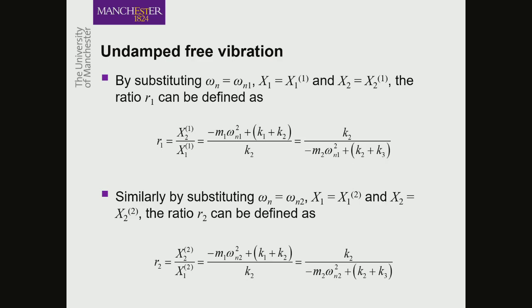I will try to repeat one more time. For the R1 ratio, for example, your system is vibrating under omega n1, and R1 tells you the relative displacement between M1 and M2. We are probably going to watch some videos about that on Thursday, and it will be much clearer what those ratios mean in real life.